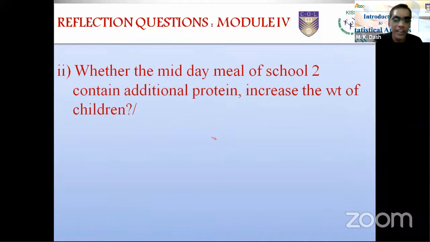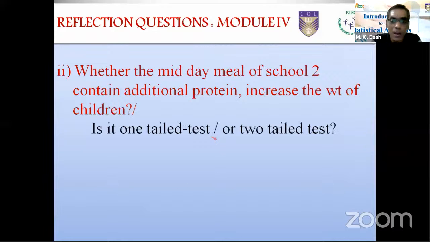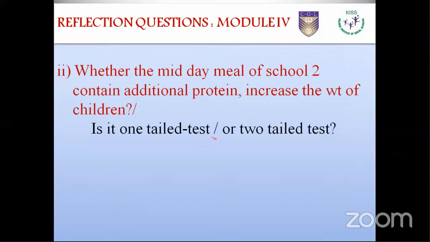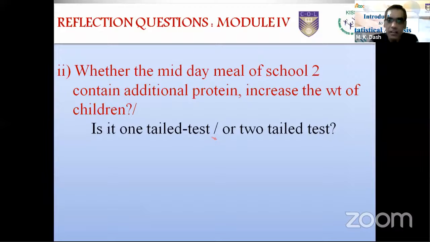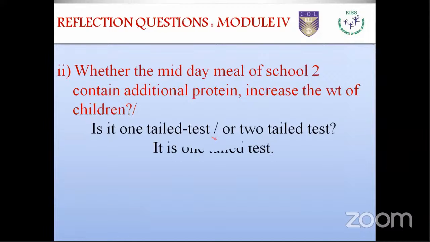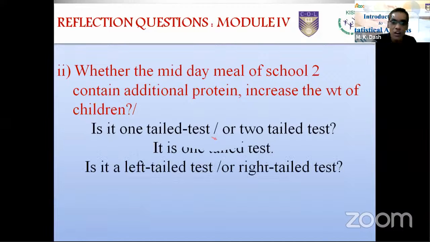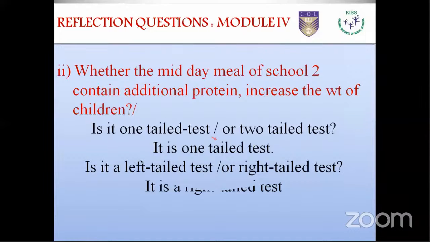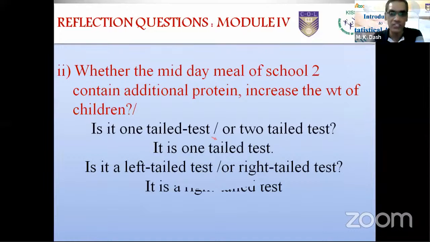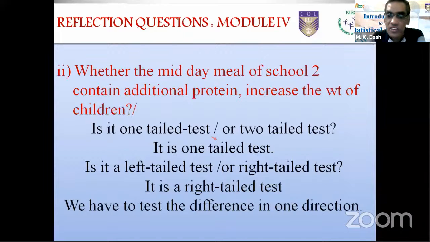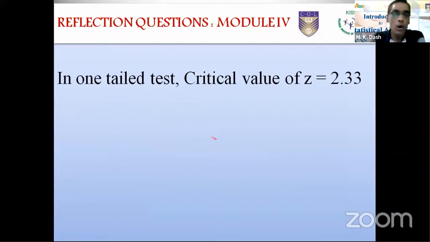Now, coming to the second part: whether the midday meal of school 2 contains additional protein as it increases the weight of the children. Is it a one-tail test or two-tail test? A one-tail test. The question asks whether it is increased, so it is a one-tailed test. Is it a right-tailed test or left-tailed test? Yes, exactly, a right-tailed test. Now we have to test whether the difference is significant or not. For a one-tailed test, the critical value is 2.33.